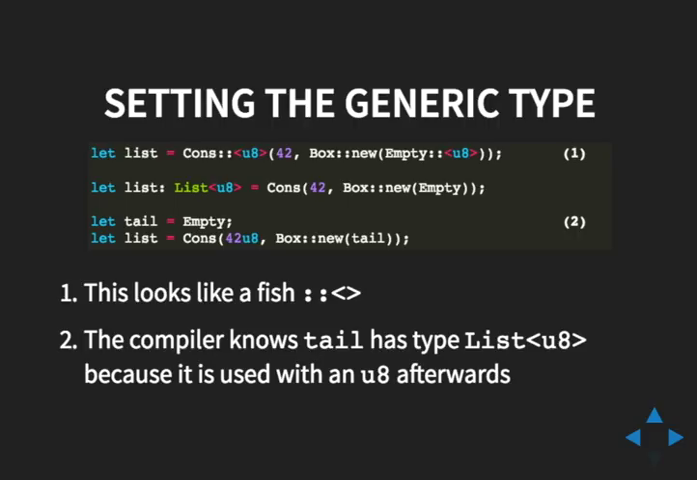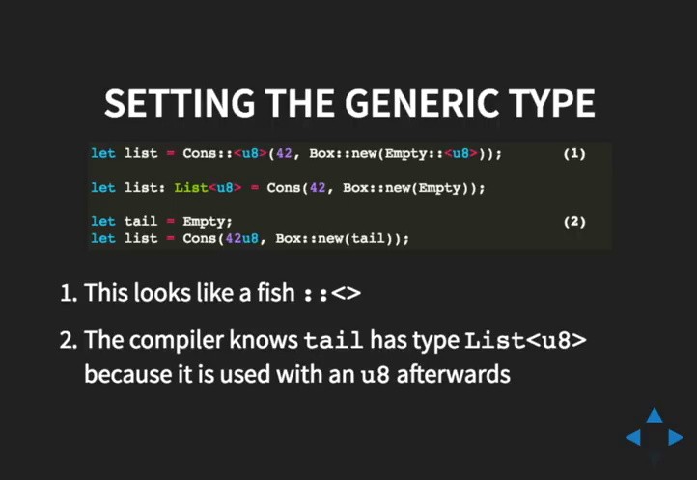So let's see the syntax to specify the type that must be used in the generic context. So on the first line, we're creating a list of U8. So we use this colon colon, lesser than, type, greater than. It is called a turbofish operator because some people think it looks like a fish. And on the second line, we use another way. So it is using the colon, List<U8>, after the variable name.